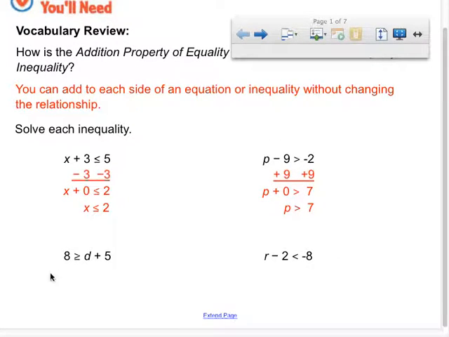Great, very good. And who's got this one over here? 8 is greater than or equal to d plus 5. Fatima? So you're going to subtract from both sides. What are you going to subtract? You're going to subtract 5. Very good. We're subtracting 5 from both sides. What do we get back? You get 3 and 0. Okay, right. So 3 is greater than or equal to d plus 0. And then that simplifies to what? 3 is greater than or equal to d. Very good. Okay. Any questions so far?